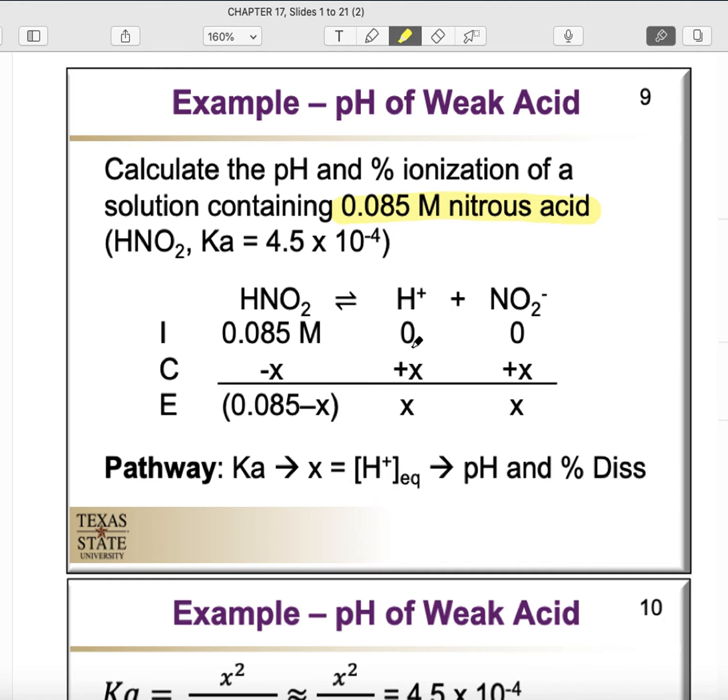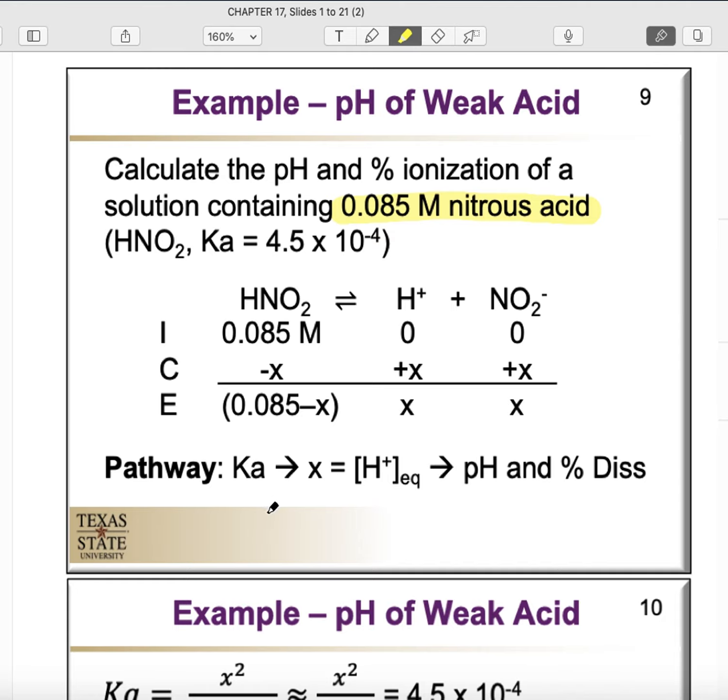We then add up all of the columns. So here we end up with 0.085 minus X. 0 plus x is x and 0 plus x is x. And what we're going to do now is that from that ICE chart, we're going to set up a Ka expression to be able to relate the Ka to the equilibrium concentrations of our reactants and products.